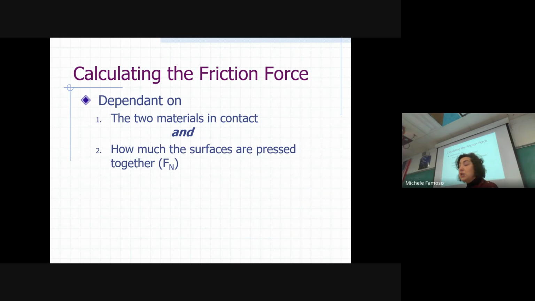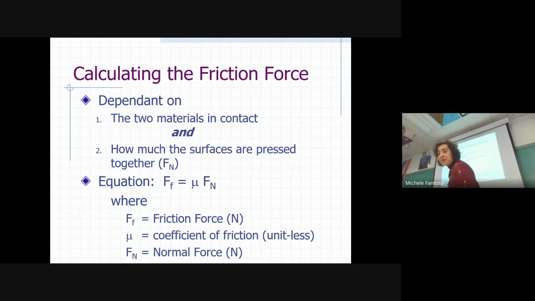Now, this is all illustrated in an equation we have. The equation for frictional force is FF equals mu Fn. This is the Greek letter mu. Mu. Not meow or moo. We're not cats or cows in this class. Mu. It's also the same symbol that you've seen for micro before, but it's not a metric prefix in this case. In that equation, the FF stands for the frictional force measured in newtons.